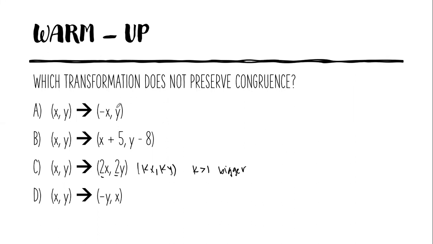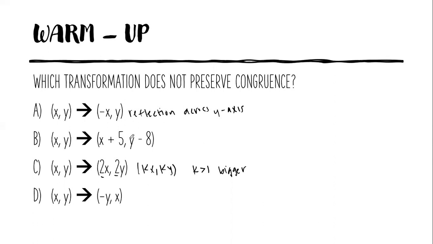Does anyone know what A represents? I know what it is, but I forgot the name. That's the one that goes over the axis. So this is a reflection. Yeah, reflection across the y-axis. Okay. What's B represent?